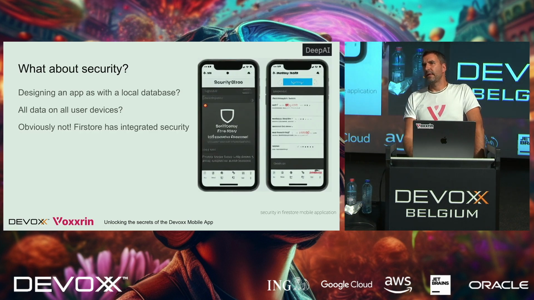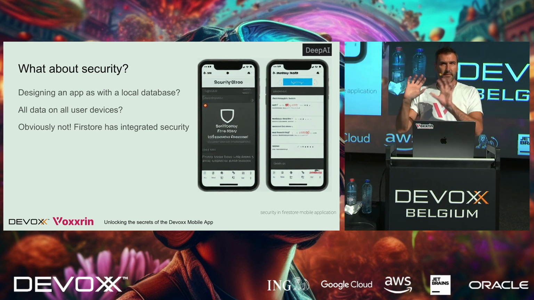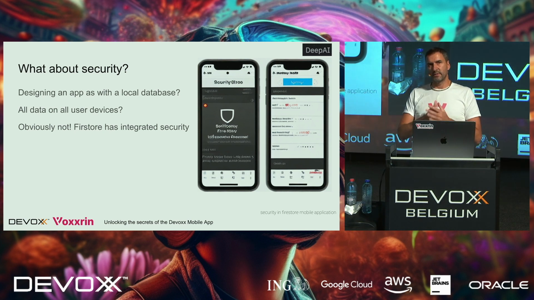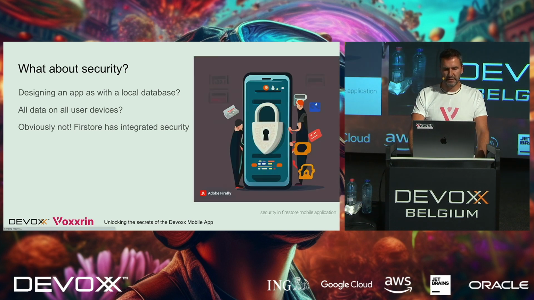Another thing that we need to face when we deal with offline and dealing with a local database is security. If you have a local database, I said that everything is in sync, but you cannot have your whole database in sync with your client. And sometimes you don't want to. There are things that you don't want to synchronize on your local database. So obviously, Firestore has integrated security.